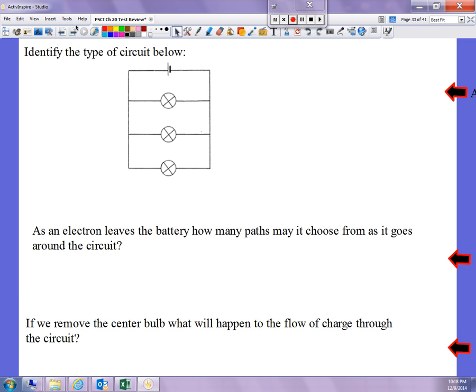Okay, next one. Identify the type of circuit here. I'll pause for student response. Last call for student response.